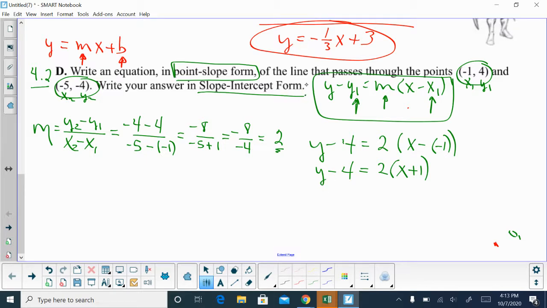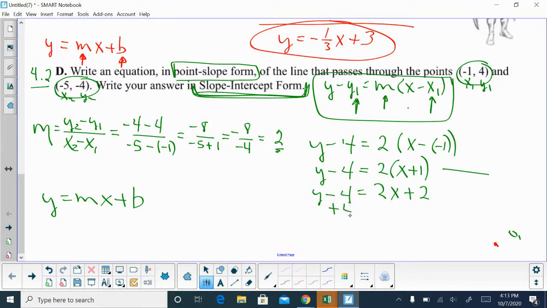And notice here they want me to put my answer in slope-intercept form. If you'll recall, slope-intercept form is y equals mx plus b. No grouping symbols, so we need to deal with that and solve for y here. So here we go. y minus 4 is equal to 2, so distributive property, 2 times x, 2x, and 2 times 1, 2. Okay, now we need to get our integers together. y equals 2x plus 6.